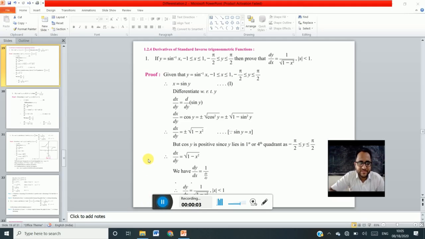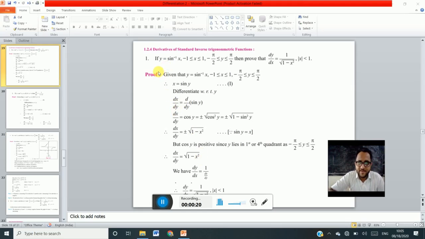Now we see the derivative of some standard inverse trigonometric functions. We have seen the derivative of an inverse function, but here it is inverse trigonometric functions, right? Derivatives of some standard inverse trigonometric functions are solved in your textbook, so we consider one of them.